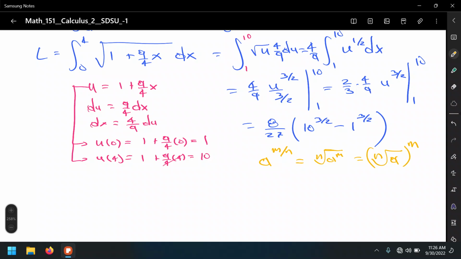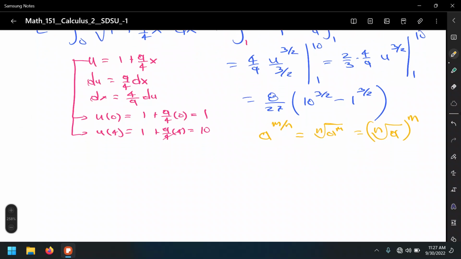The denominator, which is 2, is telling us that we will have to compute square roots. So the question is, is 10 to the 3rd power going to be a perfect square? No, that's not going to be the case. If that were the case, we would have used the latter version, take the square root of the perfect square and then raise it to whatever power.